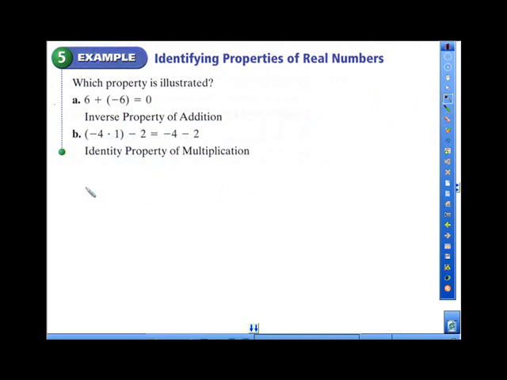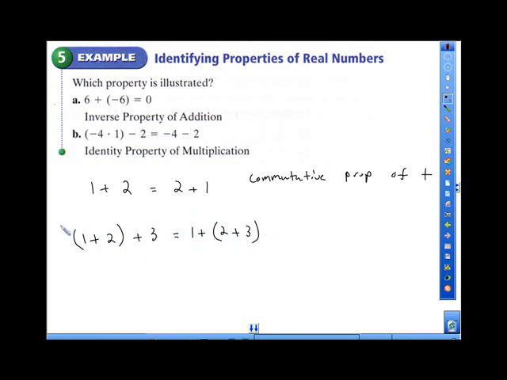Let's come up with some more examples. Let's say we have 1 plus 2 is equal to 2 plus 1. What property would this be? Well, it looks like there's a change in order, so this would be the commutative property of addition. Now say we have 1 plus 2 plus 3 is equal to 1 plus 2 plus 3, with different grouping. What property would this be? This would be the associative property of addition, because it's a change in grouping.